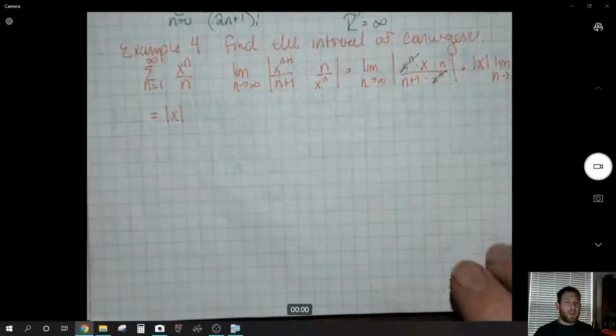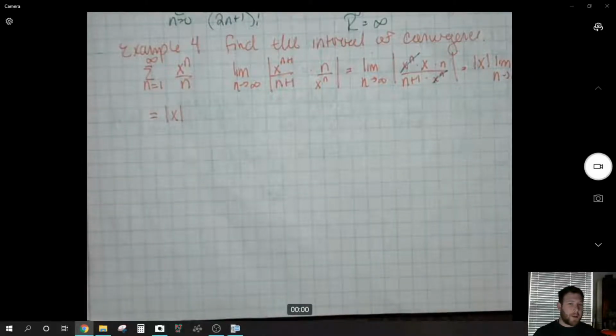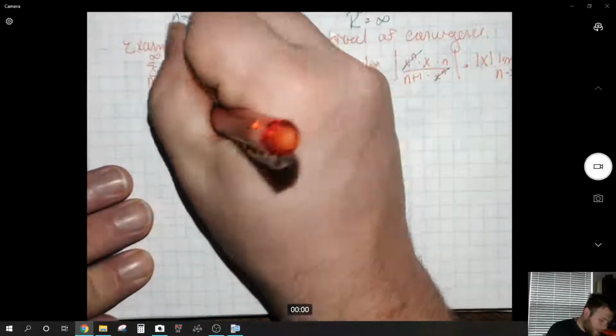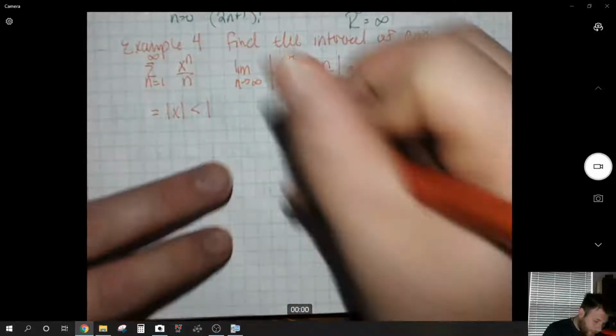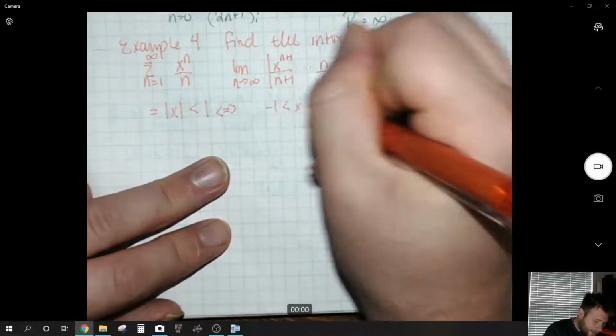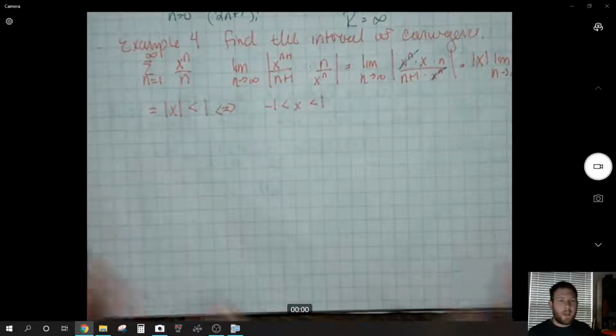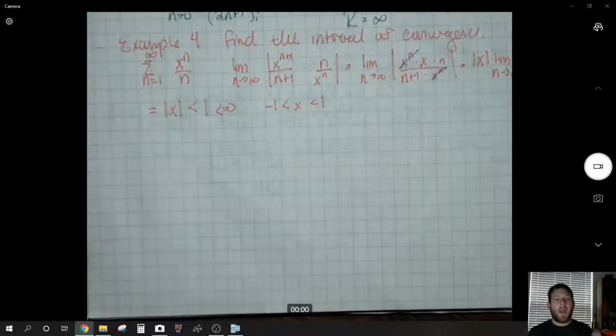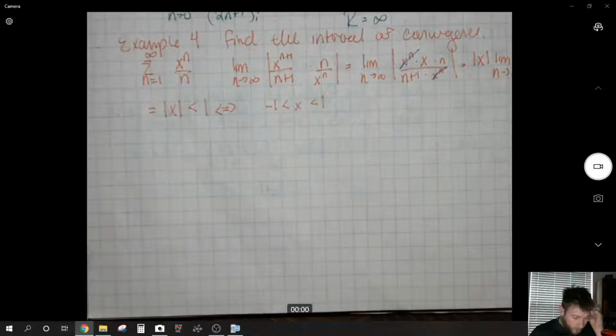Well, remember that we need the absolute value of x to be less than 1 for it to converge. So then I'm going to rewrite this. This is equivalent to saying negative 1 less than x less than 1. Now that's what we've already done before. We got this. But now we actually have to test each endpoint because it could be equal to, or not equal to. So that's what we're going to be looking at now.